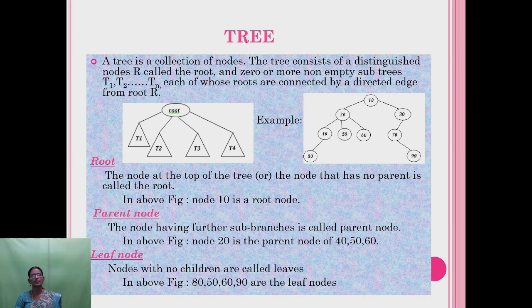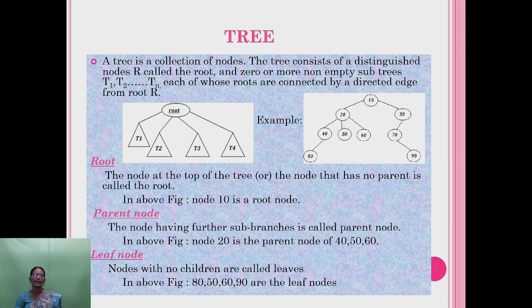Another thing is the trees. A tree is a collection of nodes. Normally, the tree has a root node, and it has a left subtree and then a right subtree. This way, many subtrees can be available. Here we see the example: a root, T1, T2, T3, T4. These are child nodes of the root node. Look at the example: 10, 20, 30, then 40, 50, 60, 70 and then 80, 90. Here level means: 10 is the first level, the next level is 20 and 30, and the next level is 40, 50, 60 and 70, and then 80 and 90.